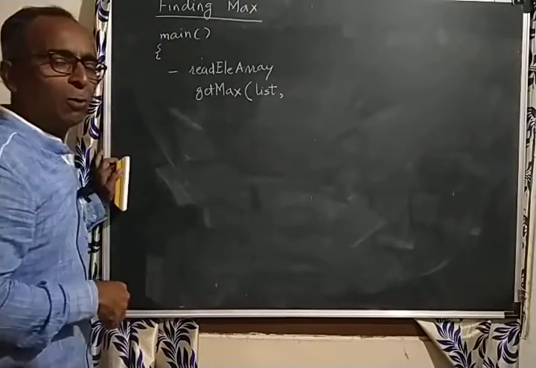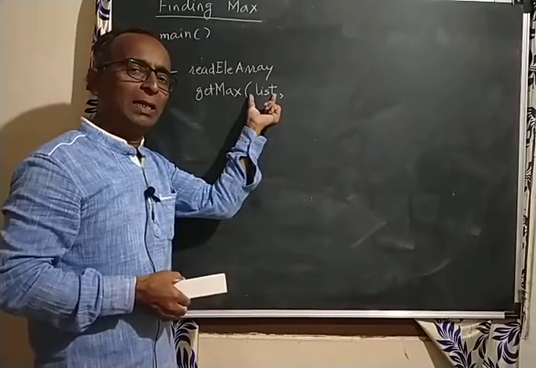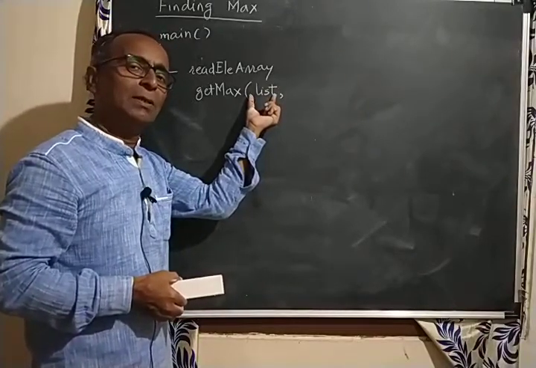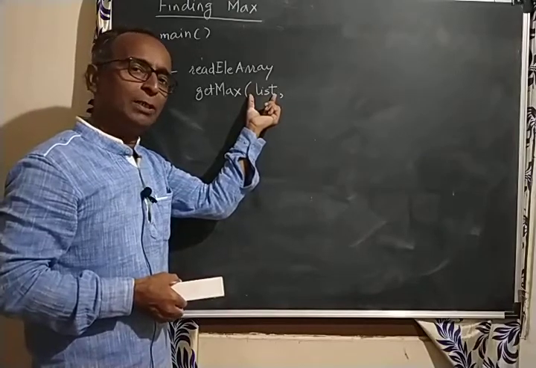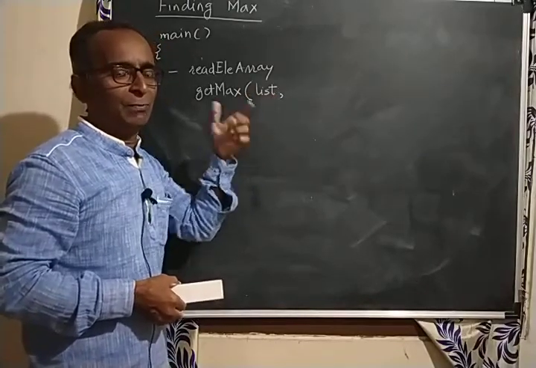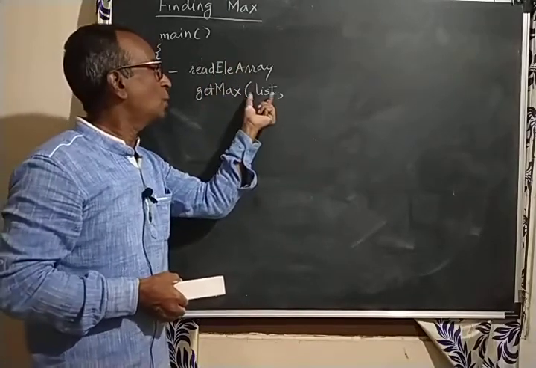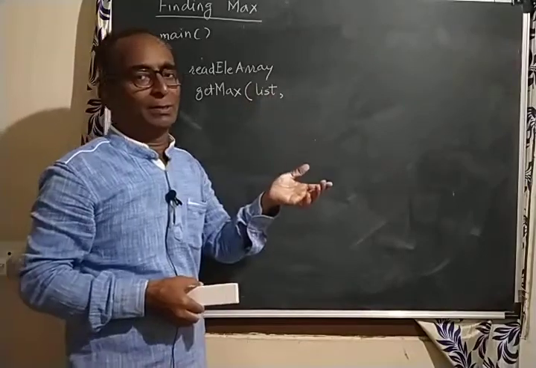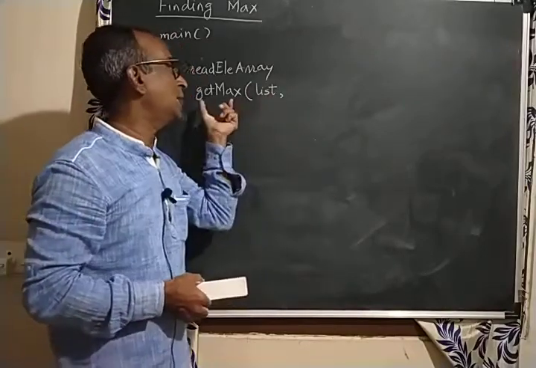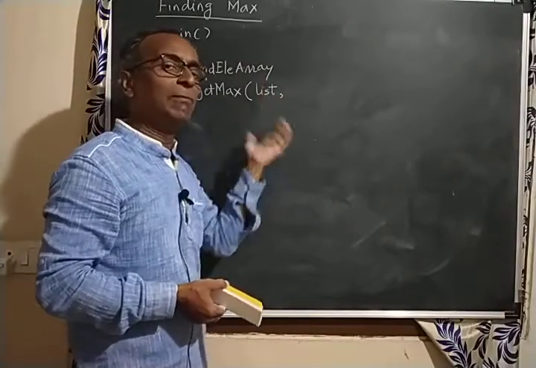Arrays, how are they passed? The array name itself is passed, because an array name is always a constant pointer to the first element. The first element's address will be there in that name. So it is a constant pointer, and arrays are always passed by reference. Whatever change getMax makes in this list, if any, will be reflected.